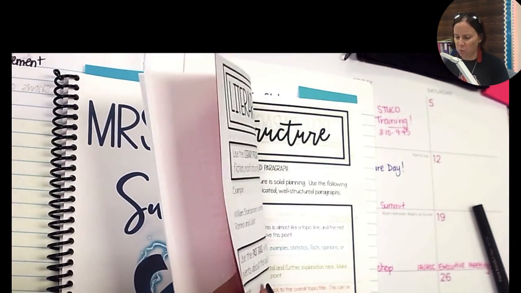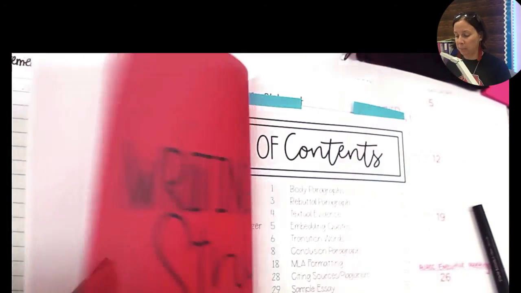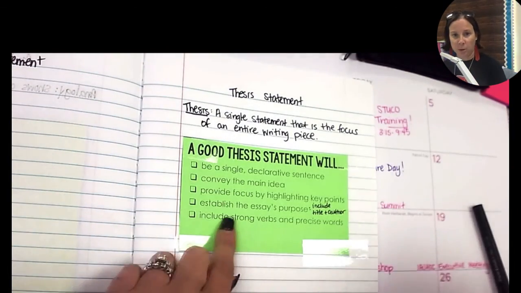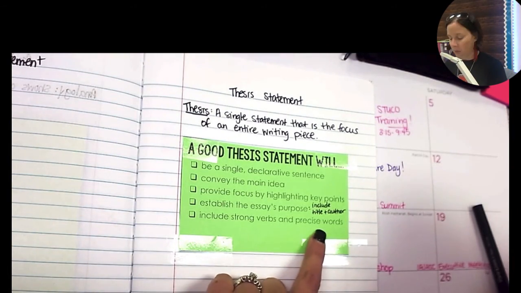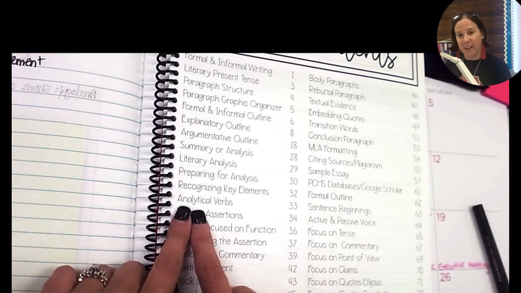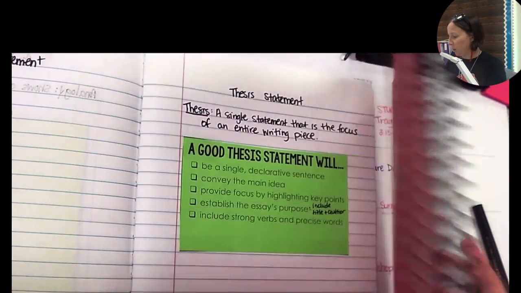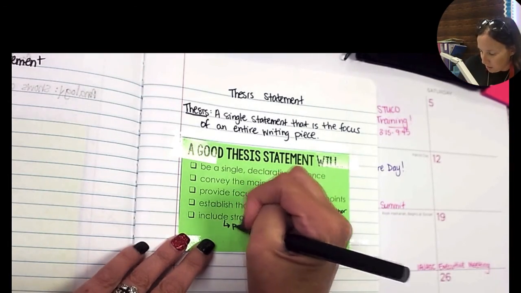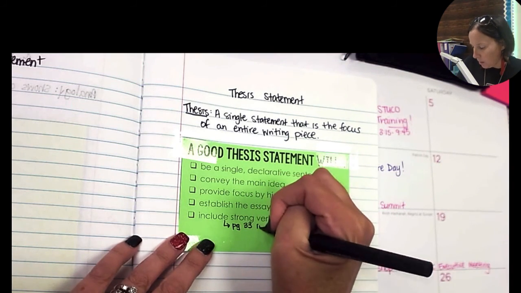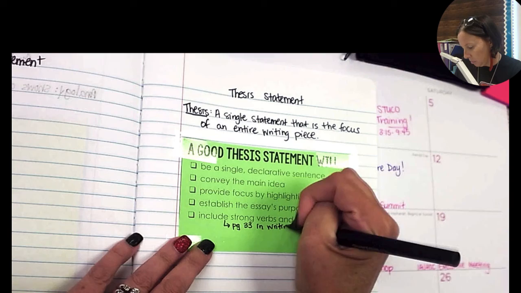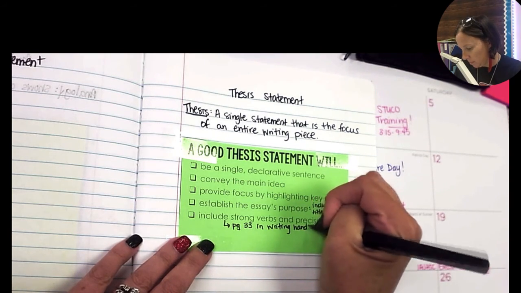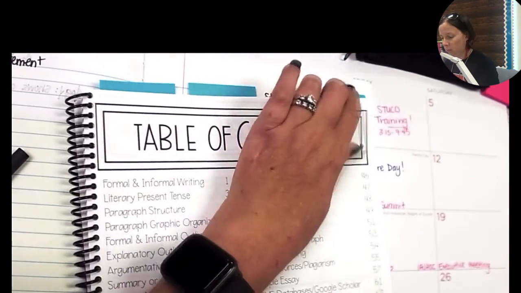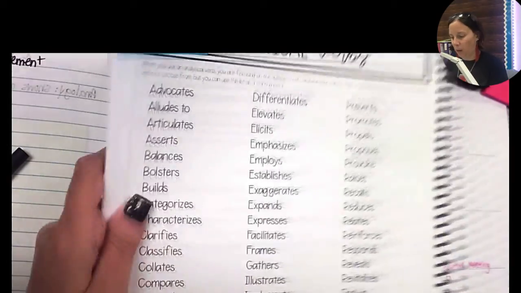Now I'm going to go to this red page. The red page means it's the writing handbook. And then I'm going to go to the table of contents. Okay, so do you see this very last one where it says include strong verbs and precise words? If you look in here, I have analytical verbs on page 33. So we're going to look at that. But I want us to put down in here that here, page 33 in writing handbook. Okay, so that way you know where to go for it. So I'm going to turn, and it's going to be right here. Okay?